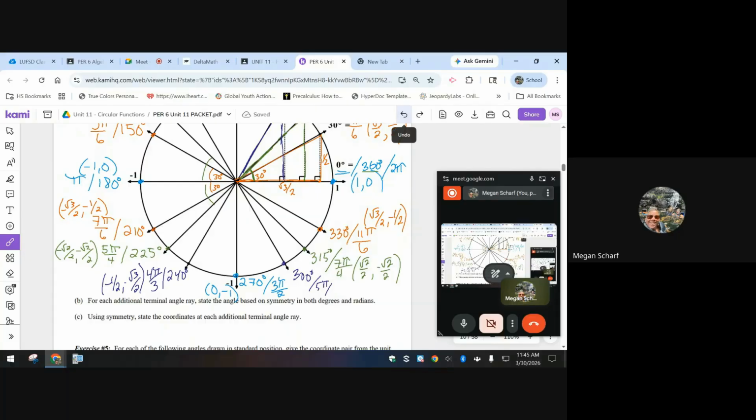And that's going to be 5 pi over 3. And then it's 1/2, negative square root of 3 over 2.